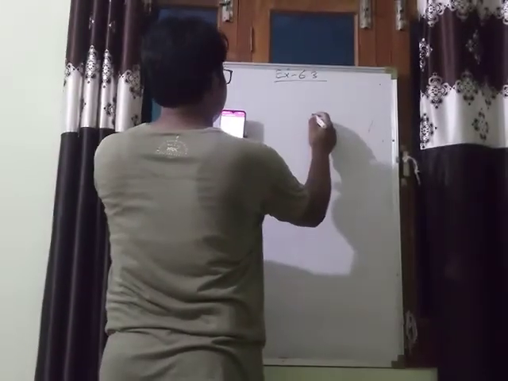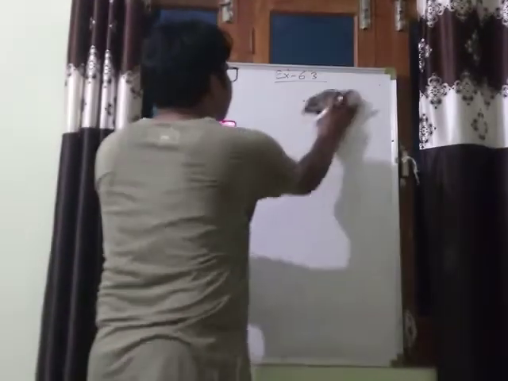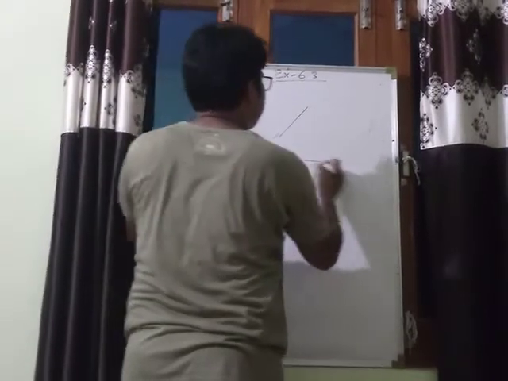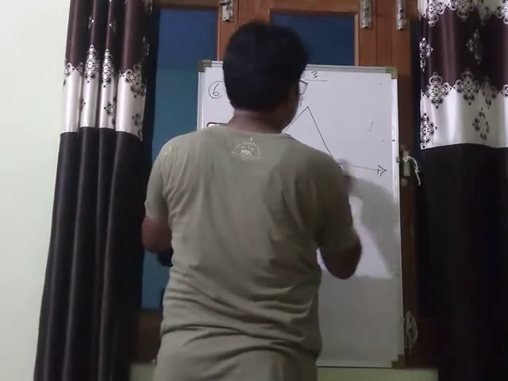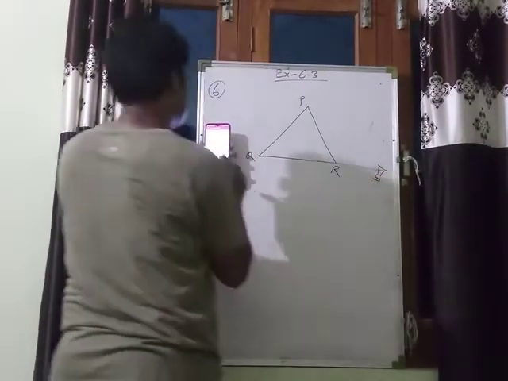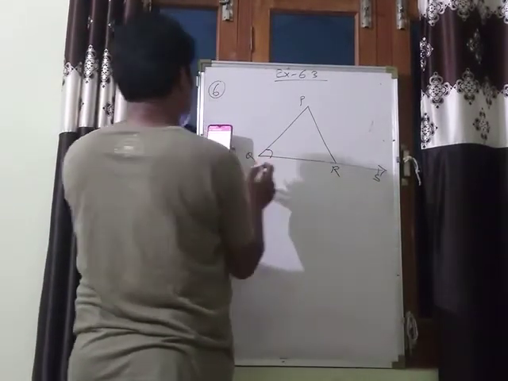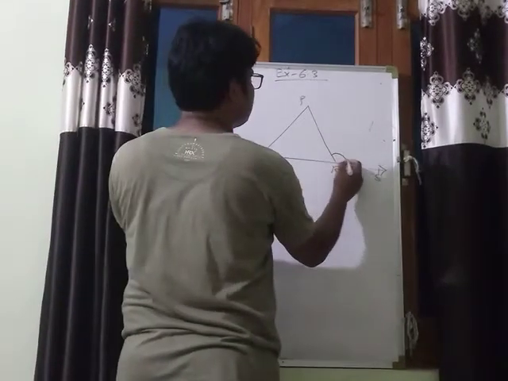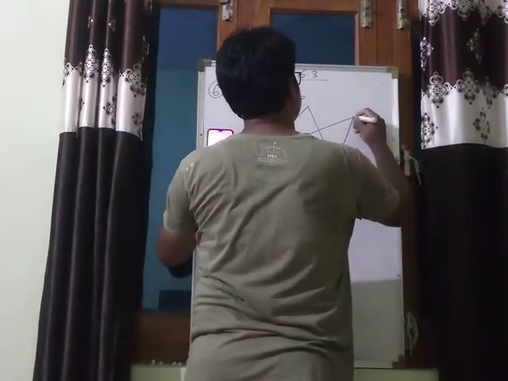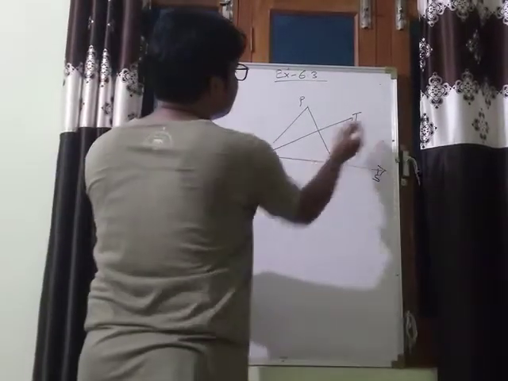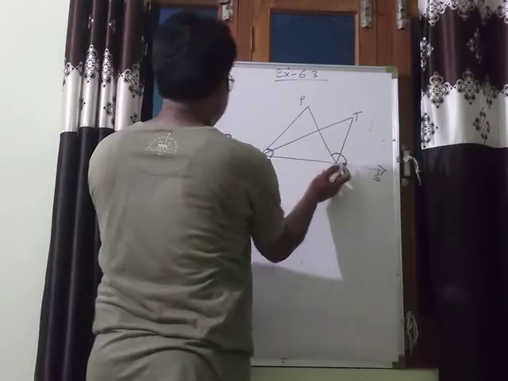What is given here? In triangle PQR, the side QR is produced to S. If the bisector of angle PQR and the bisector of angle PRS meet at point T. Clearly this QT is bisector of angle PQR and this RT is bisector of angle PRS.